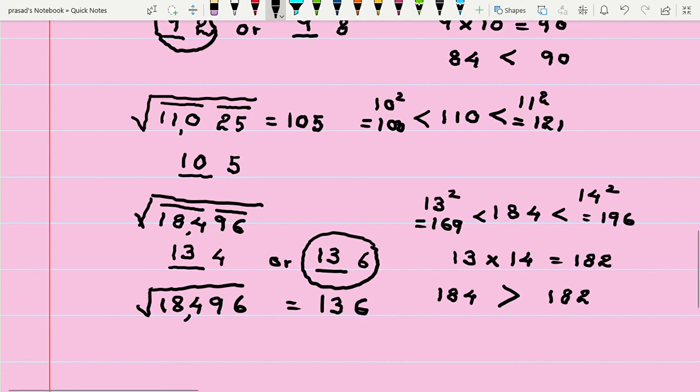So try yourself some of the perfect square roots. Take some of the numbers which are perfect squares and try to find out their square roots.